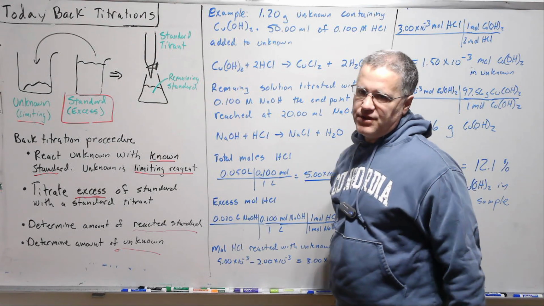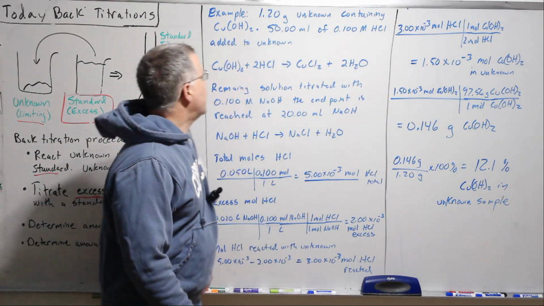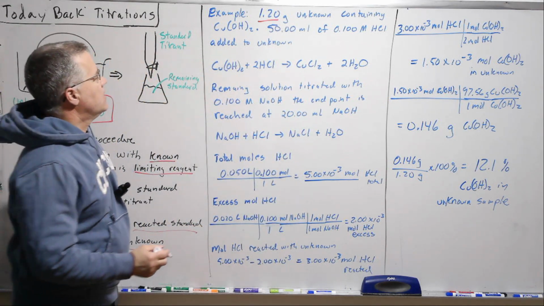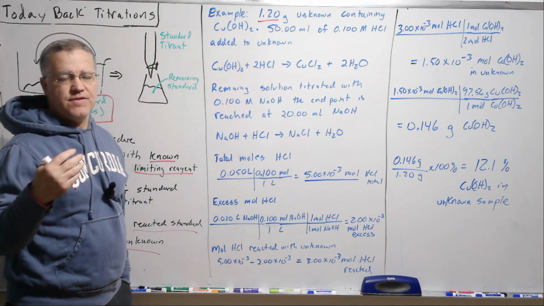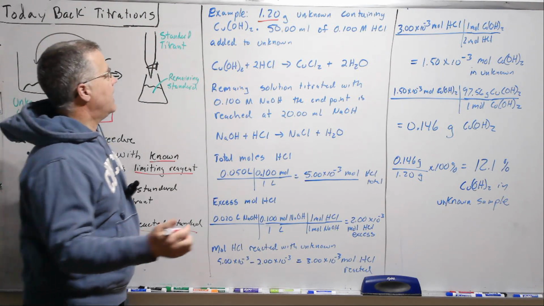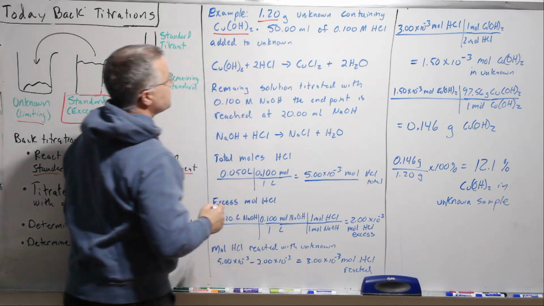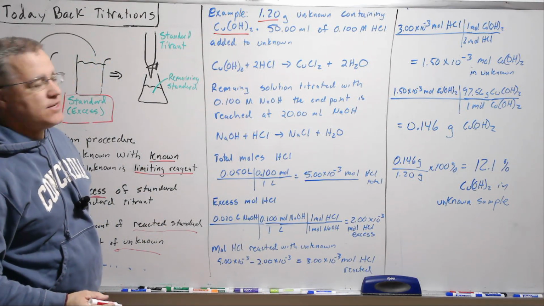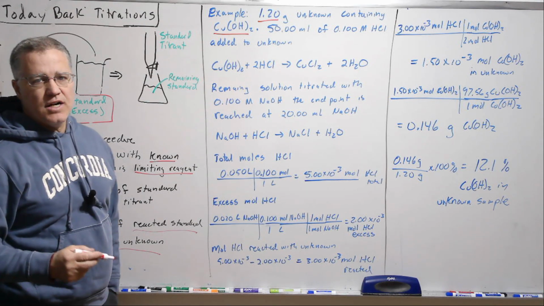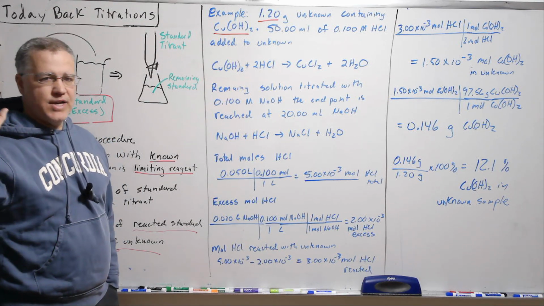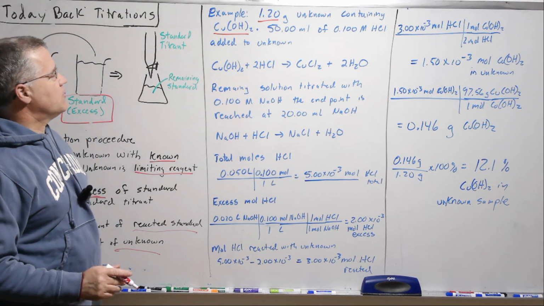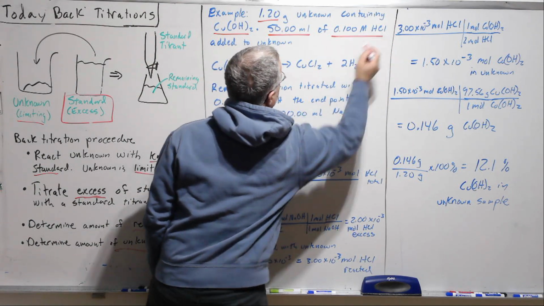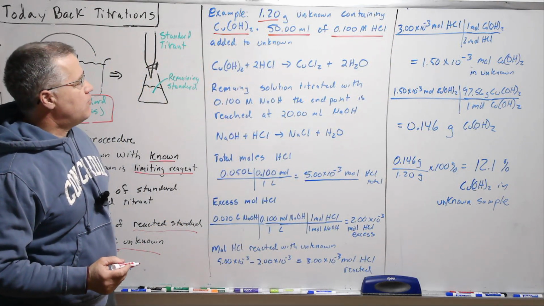Okay, let's bring this to life with a real example. We're going to take a 1.2 gram sample of whatever, let's say a mixture of sand, salt, and copper hydroxide. And we're going to try to figure out how much copper hydroxide is in this sample, in weight percent. So is it 50%? Is it 40%? Whatever. Okay, so we're going to start now with adding 50 mL of 0.1 molar HCl.